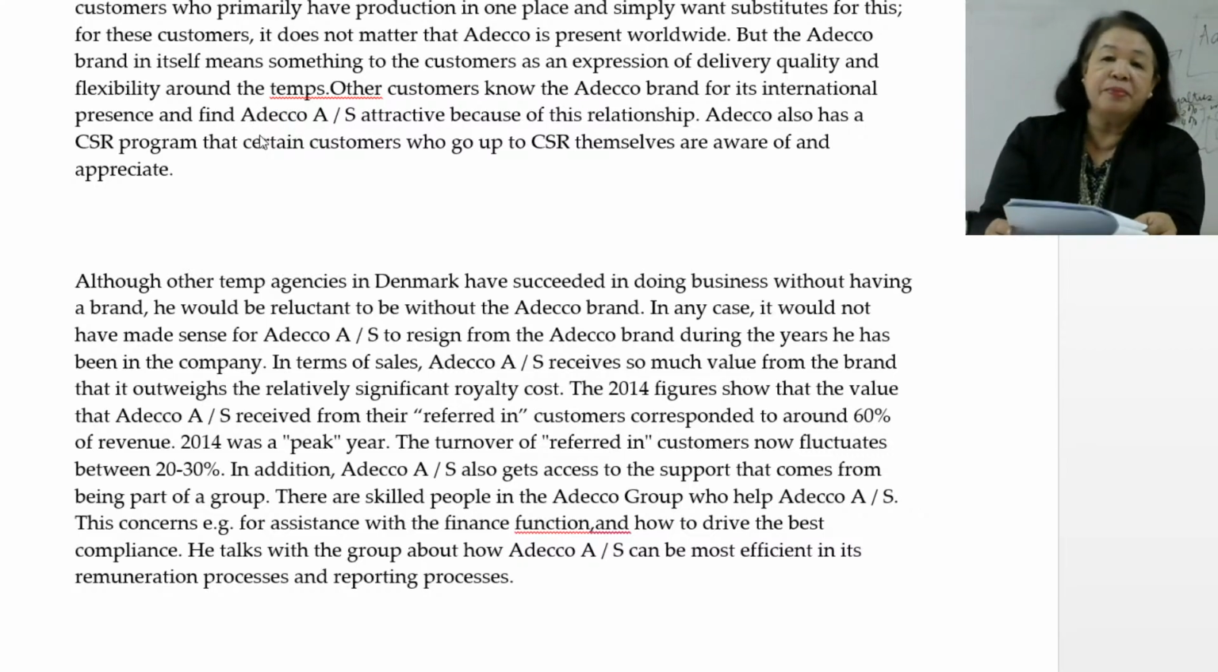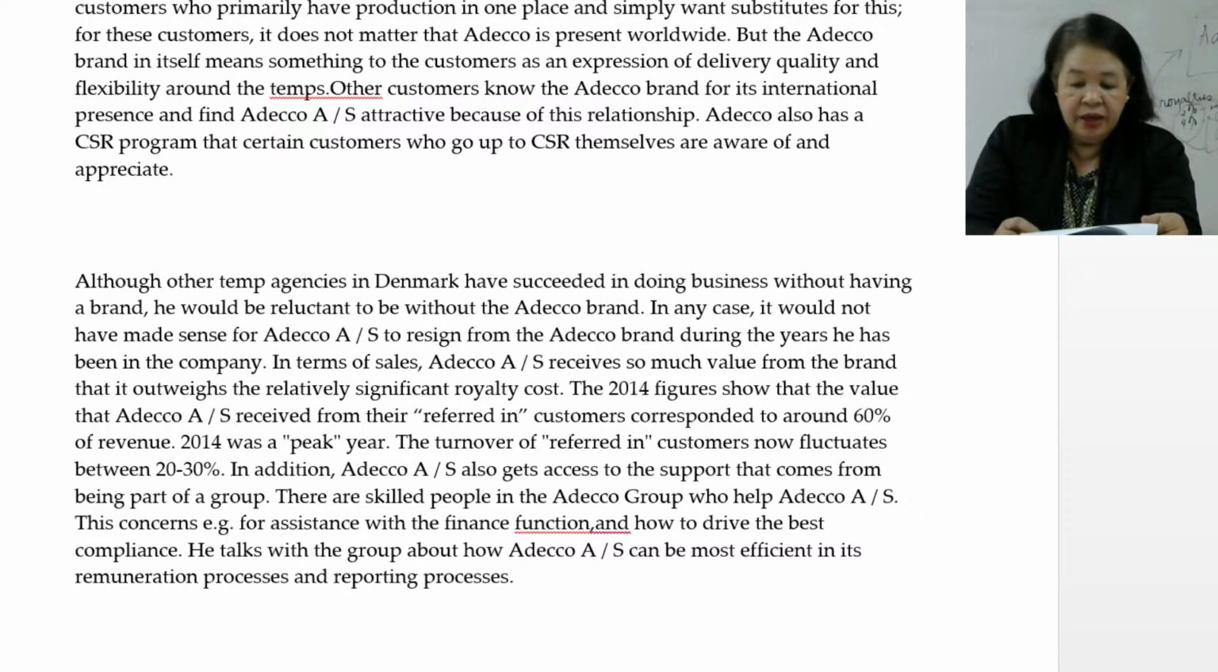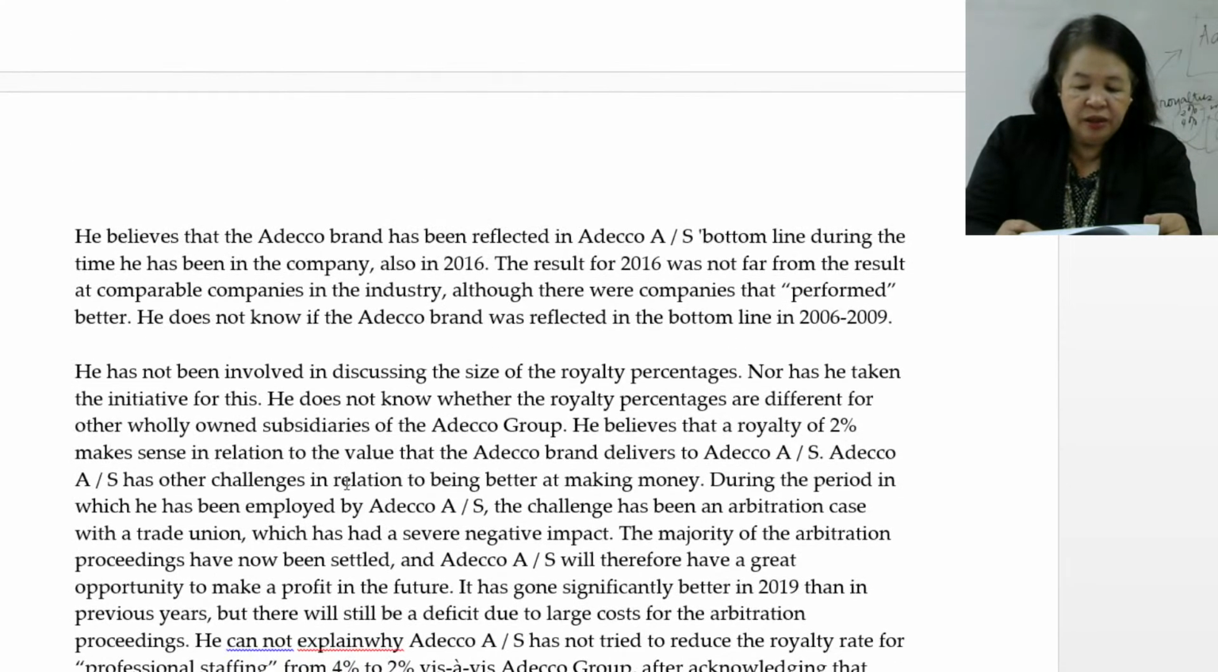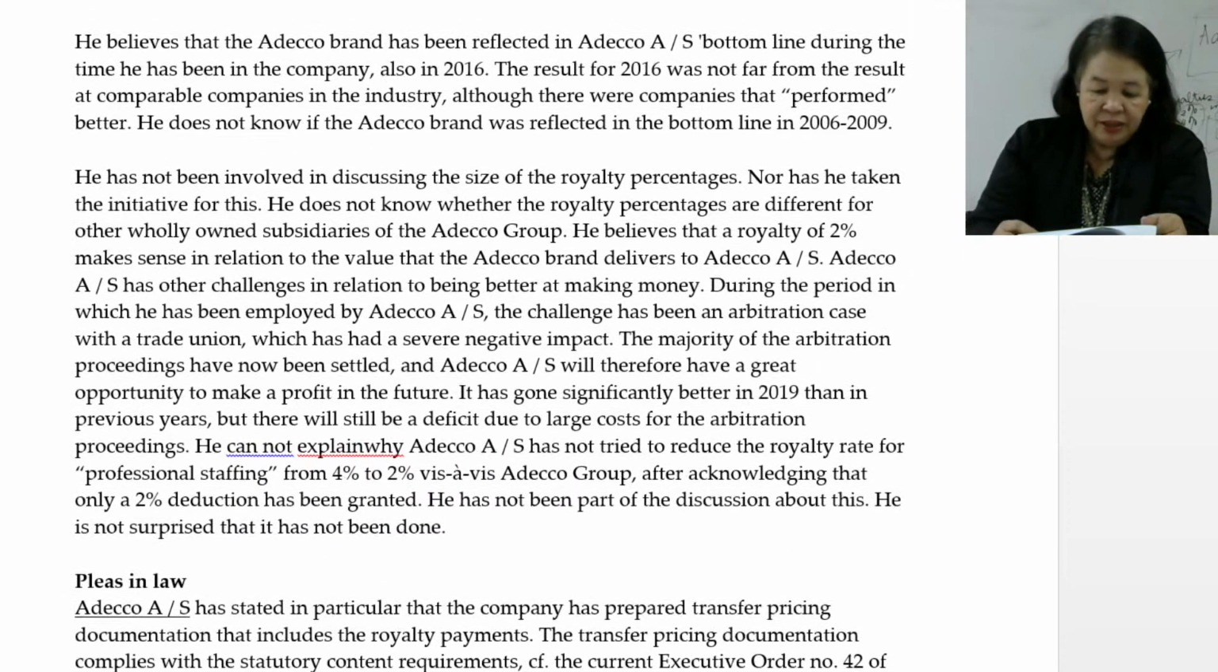Okay, so ito pa yung mga continuation po ng testimony po ng manager, no? Okay. So, the testimony believes that the Adecco brand has been reflected in Adecco AS bottom line during the time he has been in the company in 2016. The result for 2016 was not far from the result at comparable companies in this industry. Although there were companies that performed better, he does not know if the Adecco brand was reflected in the bottom line in 2006 and 2009.